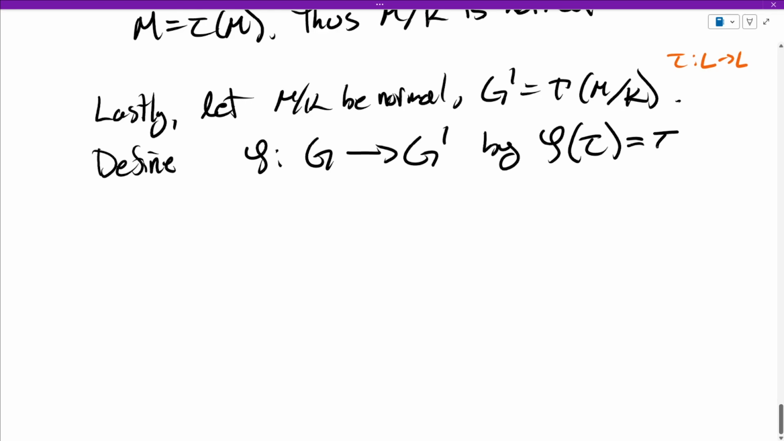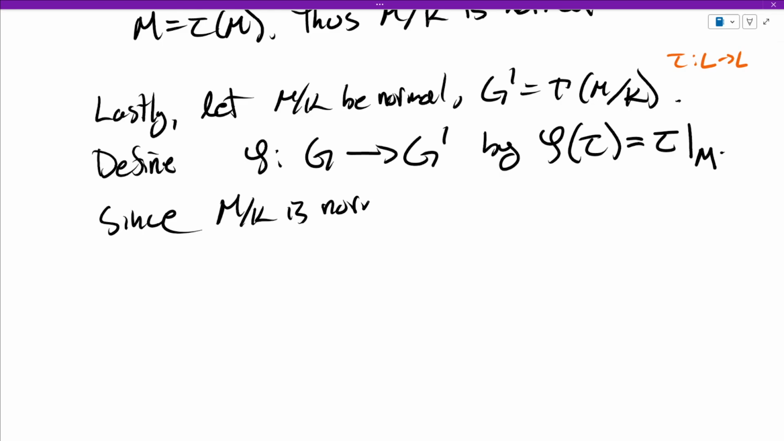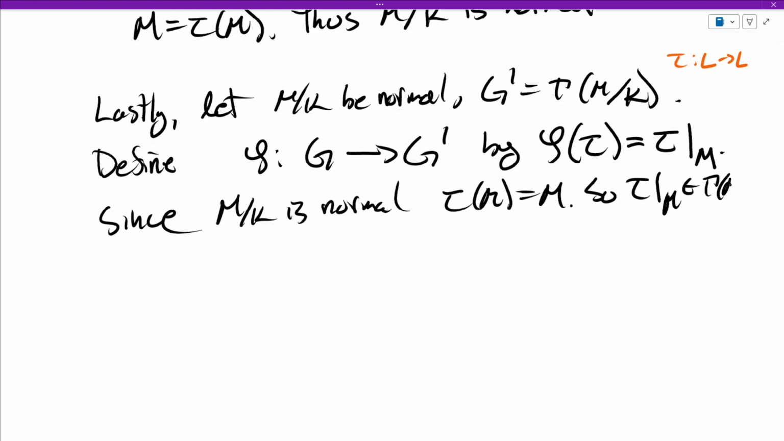And we're going to just do a restriction mapping. We're going to restrict to M. When we restrict tau to M, since M over K is normal, tau of M has to be M. You cannot escape normal extensions. So tau restricted to M is, in fact, an automorphism of M. It would be bad if it wasn't normal, you could leave. Since the operation in G is composition, and G prime is also composition of functions, phi is a homomorphism of groups.